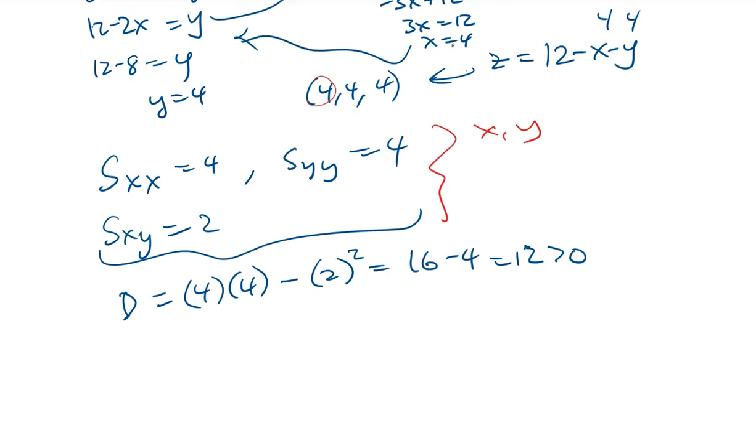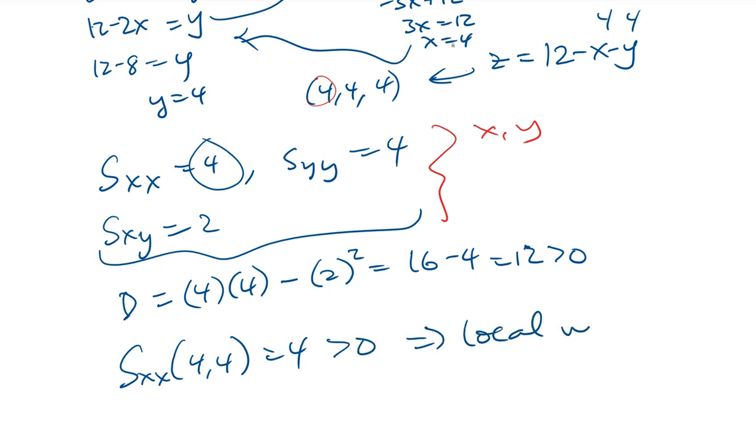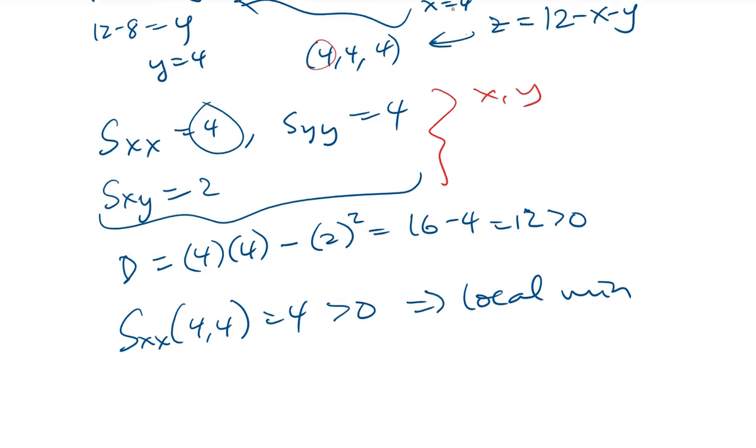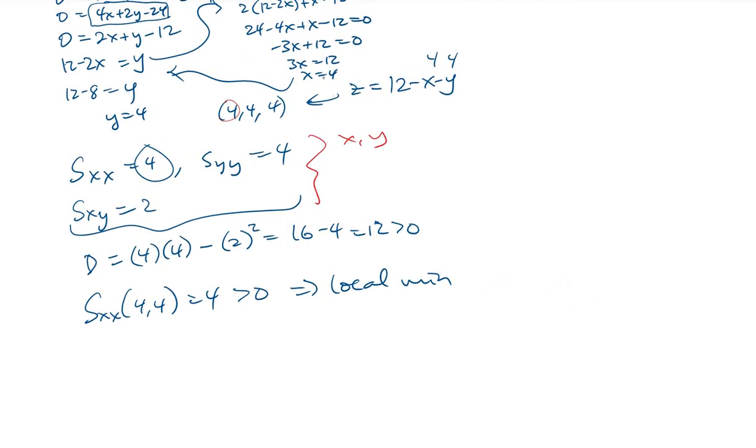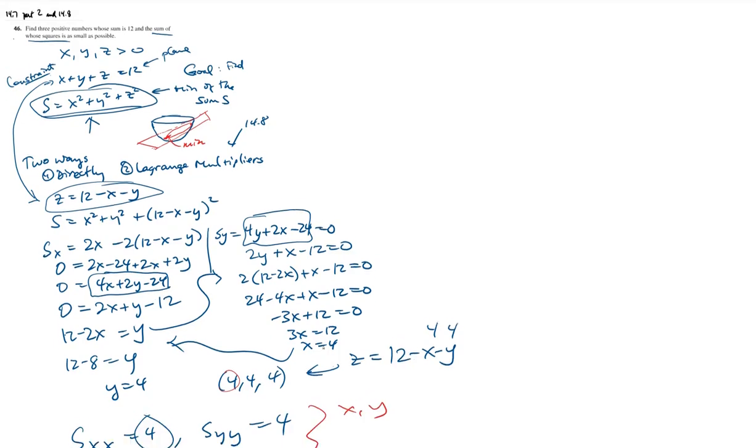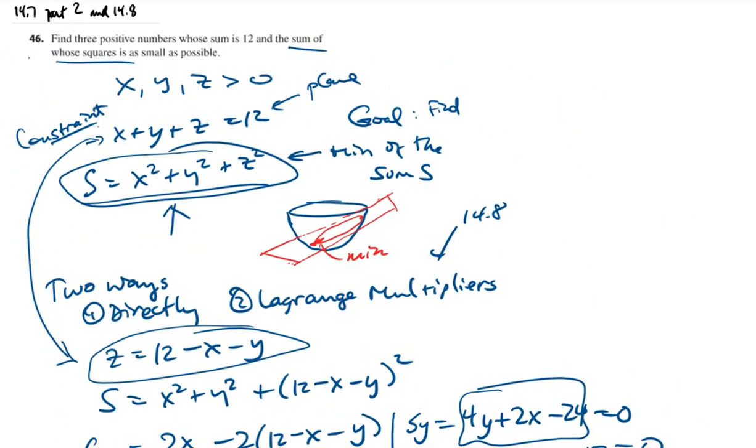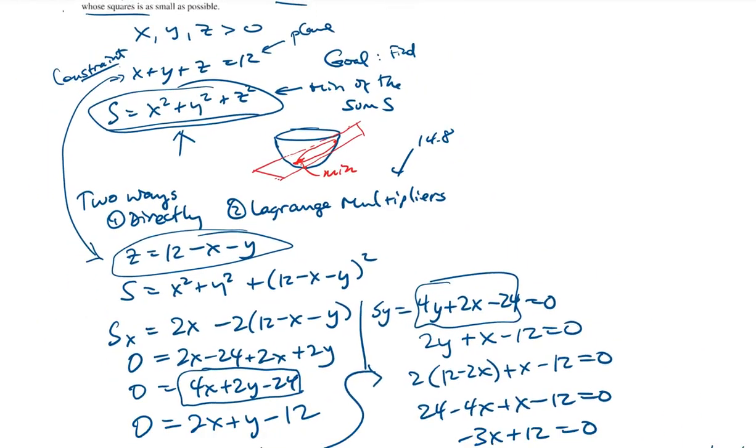All right, so now we find f sub xx, and we plug in (4, 4). Well, it's already 4, which is greater than 0, so that means there's a local min there. So apparently (4, 4, 4) is our answer, because that will give us the minimum of the sum. The sum of the squares is as small as possible, so that'll give the minimum. Add all those up.